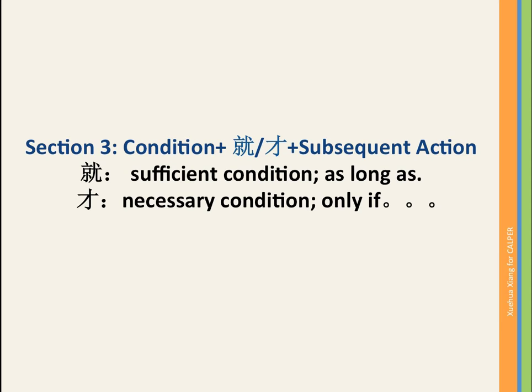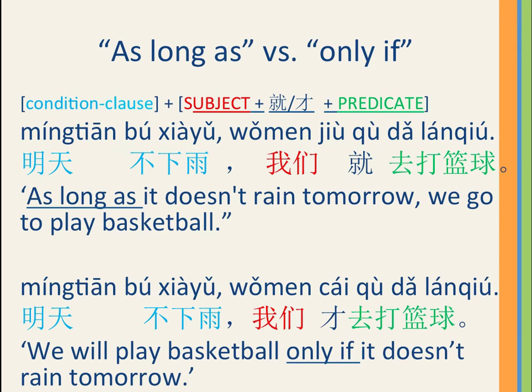So 就 and 才 give you the tool to talk about two opposite scenarios. One is called sufficient condition. So as long as this is met, something will happen. Versus necessary condition. Only if the condition is met will something happen. So let's take a look at examples.